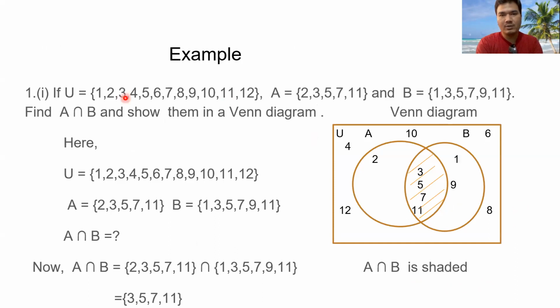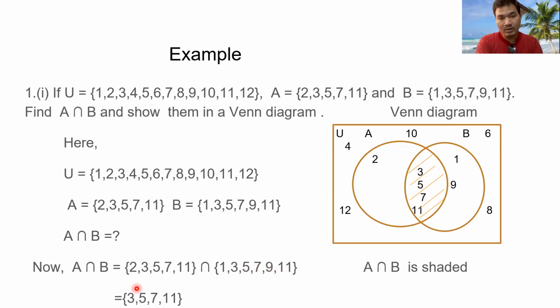Okay, these are the examples. Look here. The universal set is given as 1, 2, 3, 4, 5, 6, 7, 8, 9, 10, 11, 12. You can write here: solution. Set A is 2, 3, 5, 7, 11. And set B is 1, 3, 5, 7, 9, 11. Then how to find A intersection B? Now write A intersection B equals 2, 3, 5, 7, 11 intersection 1, 3, 5, 7, 9, 11.